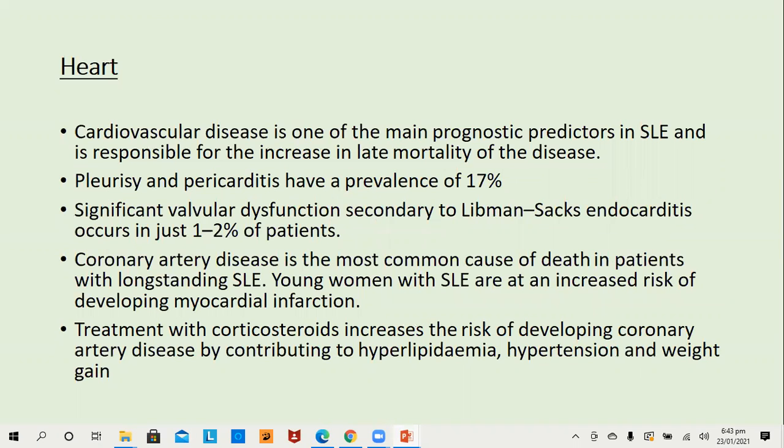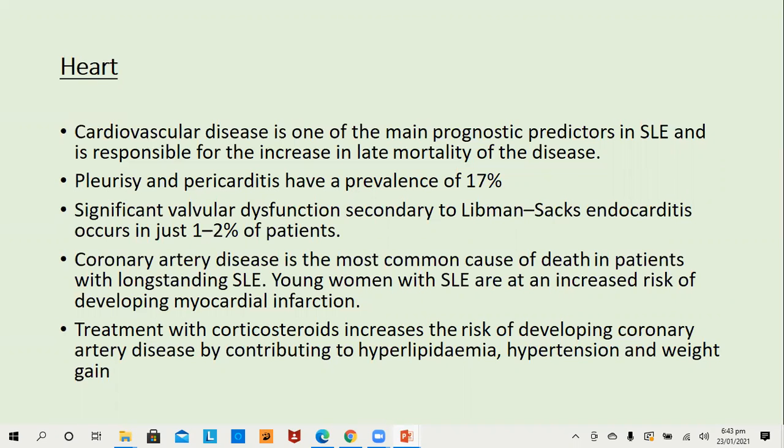Heart. Cardiovascular disease is one of the main prognostic predictors in SLE and responsible for increase in late mortality of the disease. Pleurisy and pericarditis have 17% of the prevalence. Significant valvular dysfunctions may occur in 1 to 2% of the patients.